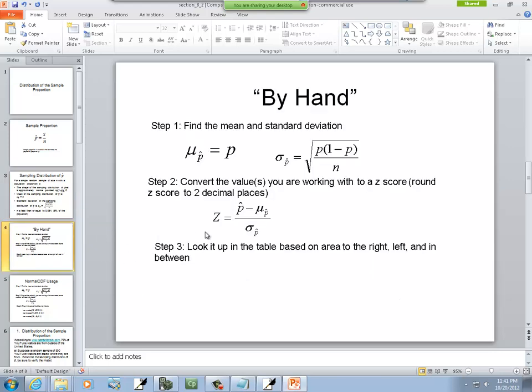Now to do this by hand for these probabilities, we'll find the mean and standard deviation, and again these are what we had in the previous slide. Mu sub p hat is p and sigma sub p hat is the square root of p times 1 minus p all over n. Step 2 is to convert the values you're working with to a z-score. Round your z-score to 2 decimal places. And step 3, look it up in a table based on area to the right, left, and in between.